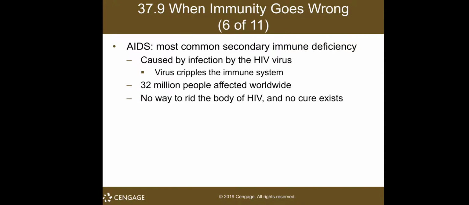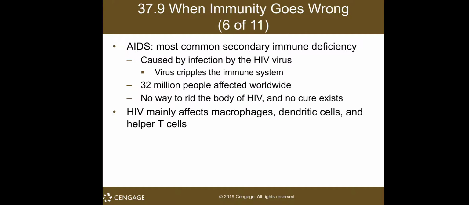This virus cripples the immune system. In fact, the target is the helper T cell. Around 32 million people are known to be affected worldwide, and as of now, we still do not know how to properly get rid of HIV. Still no cure. When you study HIV, you must be in a biosafety laboratory level 4, at least level 3, but 4 is desired because this is for handling dangerous biological agents that have no cure.